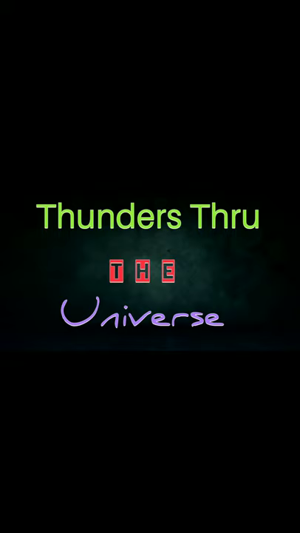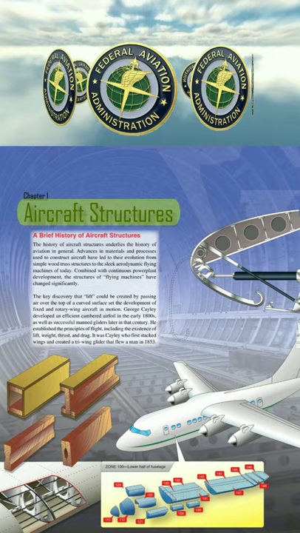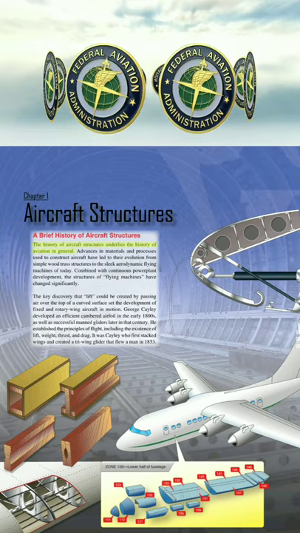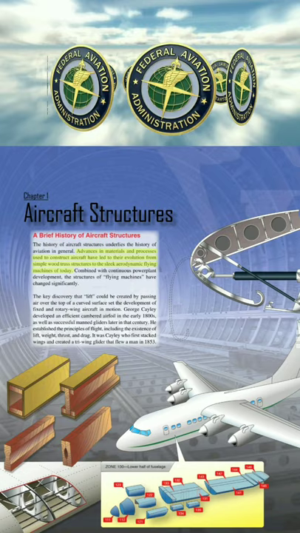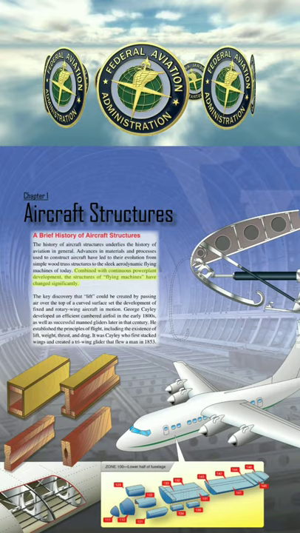Chapter 1. Aircraft Structures. A brief history of aircraft structures. The history of aircraft structures underlies the history of aviation in general. Advances in materials and processes used to construct aircraft have led to their evolution from simple wood truss structures to the sleek aerodynamic flying machines of today. Combined with continuous power plant development, the structures of flying machines have changed significantly.